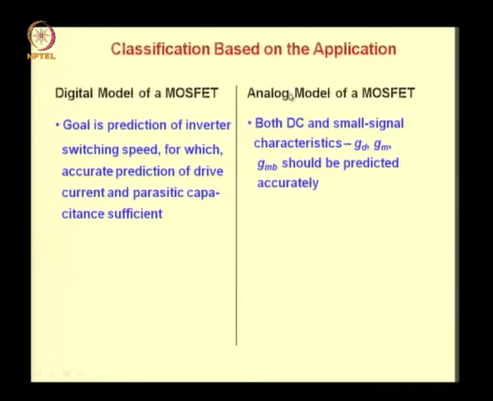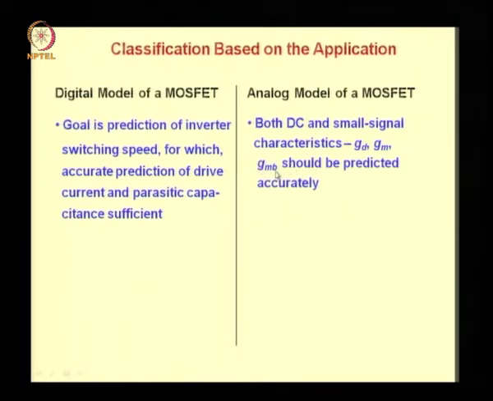The analog model, on the other hand, both DC and small signal characteristics such as GD, GM and GMB, that is transconductance due to body effect, should be predicted accurately. So that is the difference between the goals of the two models.